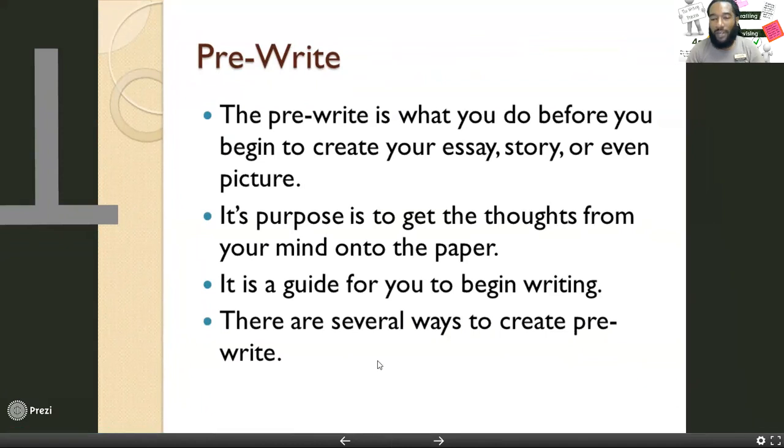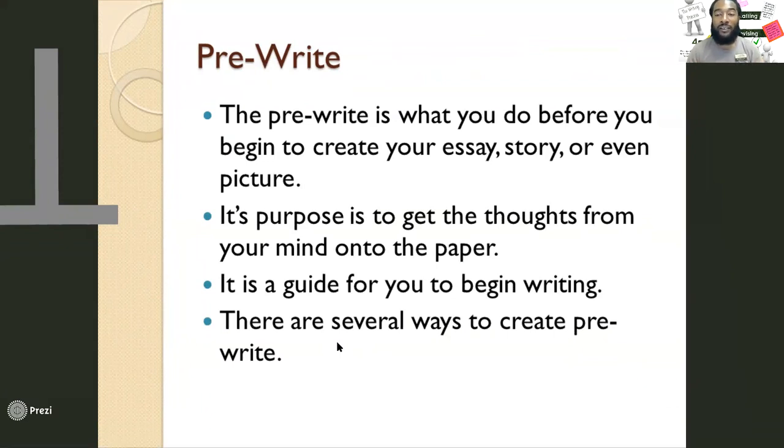So the pre-write. The pre-write is also known as the brainstorming stage. This is where you're getting the thoughts out of your head and onto some paper. Thoughts out of your head and onto paper. That's basically what the pre-write is all about.